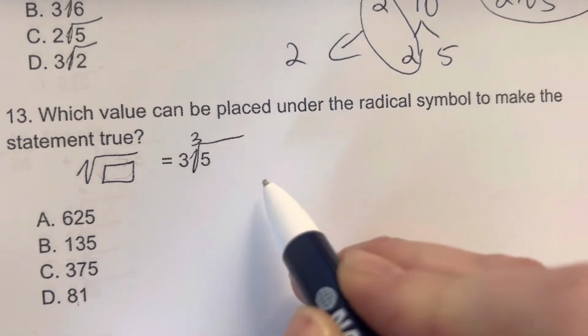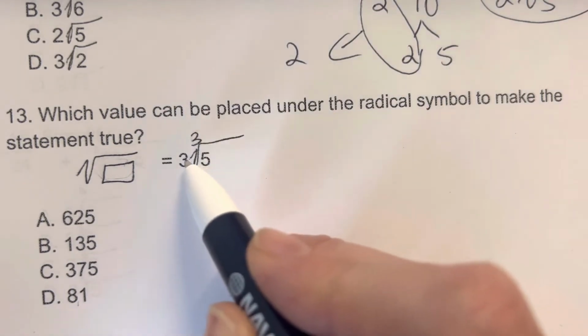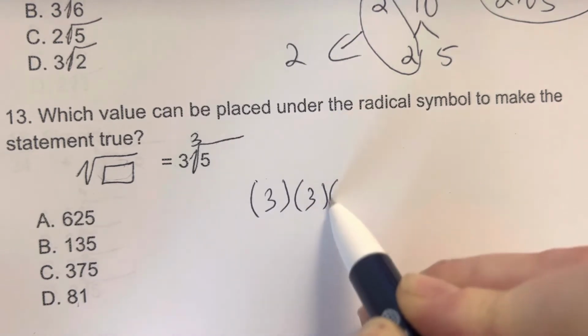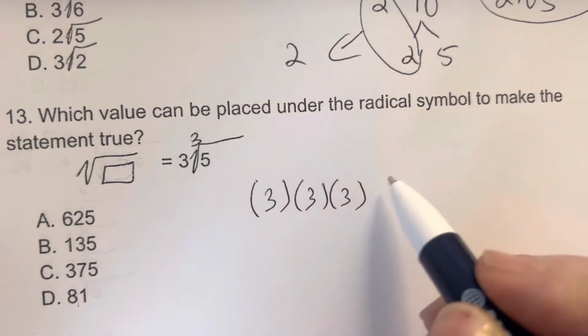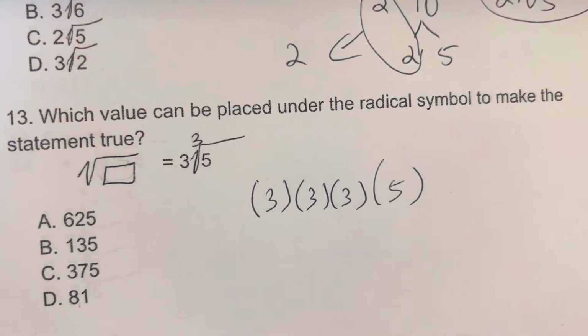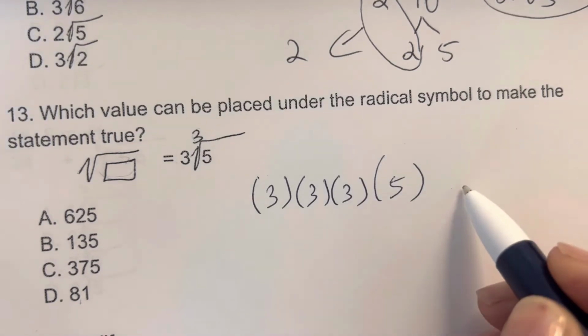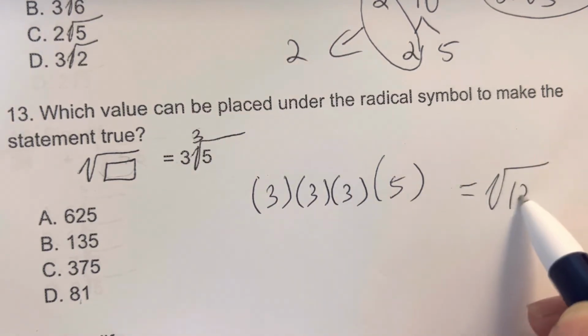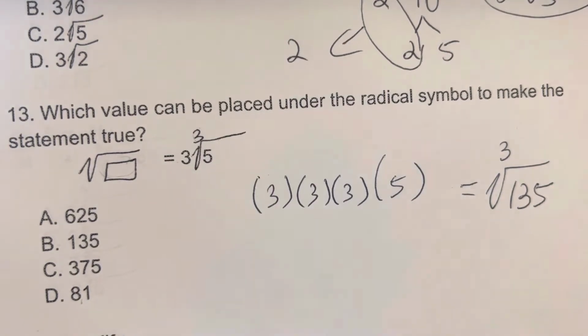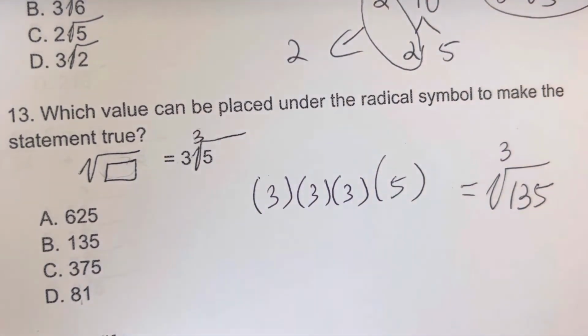All right, the proper way is you take this 3 and you multiply the front number 3 times. And don't forget that 5. After you multiply all these numbers, 3 times 3 times 3 times 5, you're going to get 135. So this would give us square root of 100, cube root of 135. All right, let's check this out in decimals.